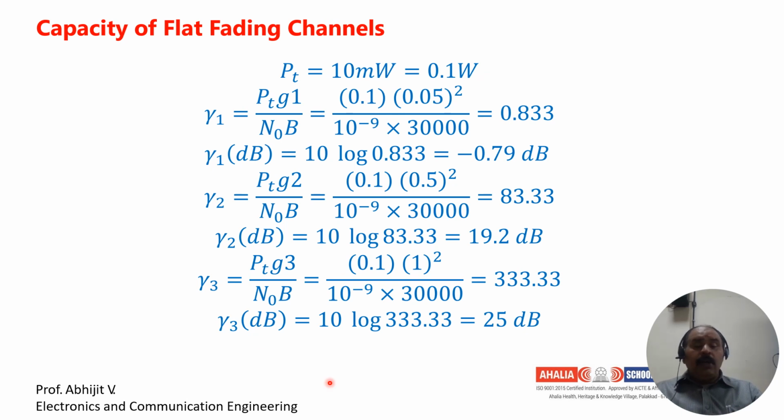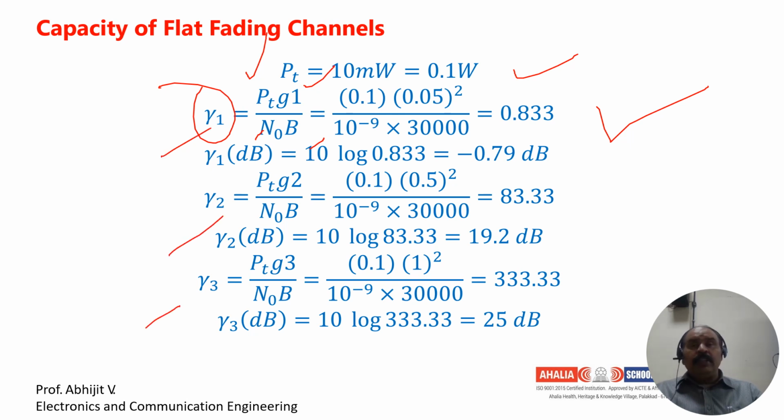So we have written down the given values. Power transmitted, we got signal to noise ratio. For the first case, gamma is PT into G by N0 into B. Bandwidth is given, N0 is given, PT is given for G1. So you got 3, gamma 1, gamma 2 and gamma 3.